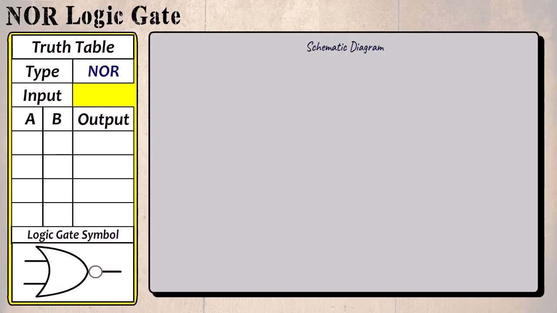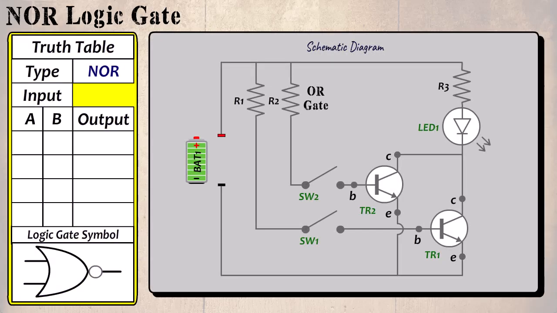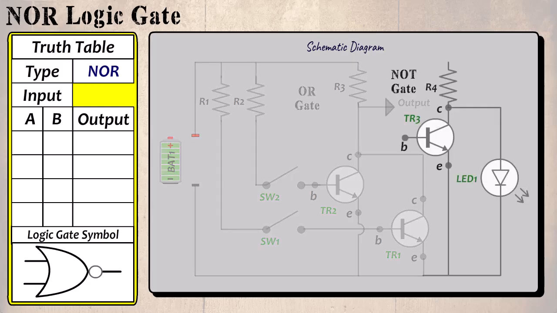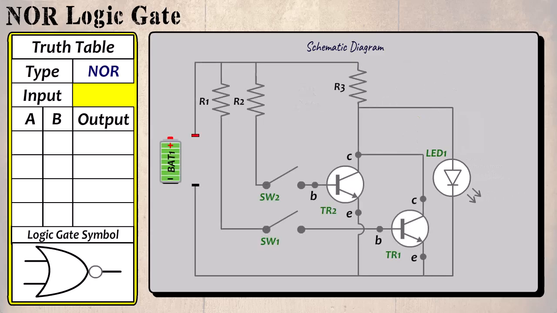Now to create a schematic diagram. Here is our normal OR gate. We shall remove the LED, as this is only used to give us some indication of the condition of the gate, but the output connection remains the same. Here is our NOT gate, which inverts the output signal of the OR gate. As before in our NAND gate, we can remove the extra transistor and connect our indicator LED directly to the output of the OR gate.